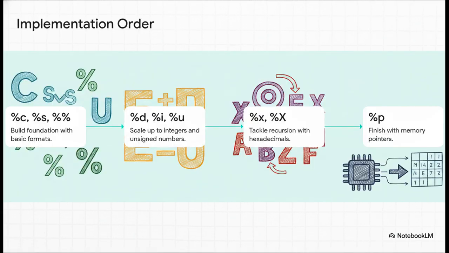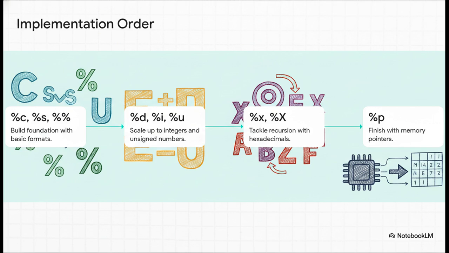Next is the recommended order of implementation. Do not just pick conversions at random, and definitely don't jump straight to pointers. Follow this specific sequence. Build your foundation first. Start with basic characters, strings, and the literal %sign. Then, scale up to your standard base 10 integers. Once those work perfectly, implement unsigned numbers. Next, you tackle that recursive logic with your hexadecimals, and finally, finish off with pointers because they literally just reuse your hex logic. Stepping through the project exactly like this builds your confidence and totally prevents you from getting overwhelmed by complex bugs.